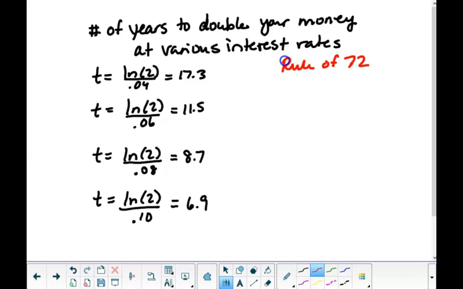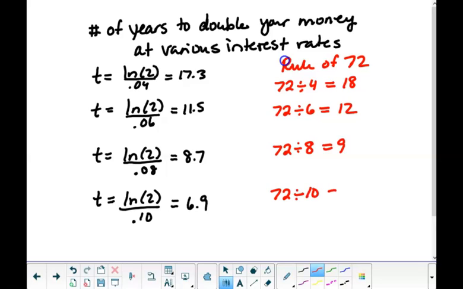And someone found out that 72 divided by the interest rate gives you the approximate number of years that it takes you to double your money. So if we do 72 divided by 4, we end up getting 18, pretty close to 17.3. 72 divided by 6 is 12, pretty close to 11.5. 72 divided by 8 is 9, pretty close to 8.7. 72 divided by 10 is equal to 7.2, pretty close to 6.9.